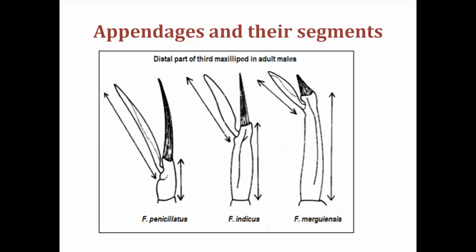When we look at the abdominal appendages, the pleopods or swimmerets, all those also have taxonomic value. Some are used for the identification of male and female, and some have different modifications. On the basis of that, we can differentiate the species.